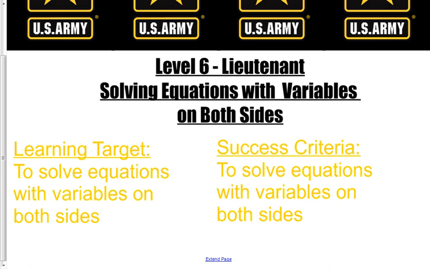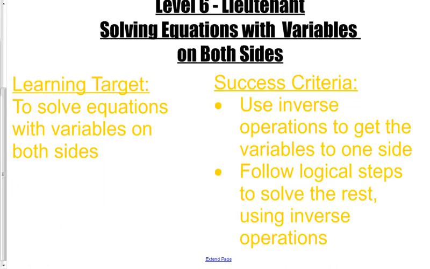So our learning target. I want to focus on 2 success criteria. The first one, use inverse operations to get the variables to one side. So we can't solve these things unless we get the variable to one side. But then the other one is kind of a bunch of steps in one. If you look back at your notes from the last level, follow those logical steps to solve the rest.